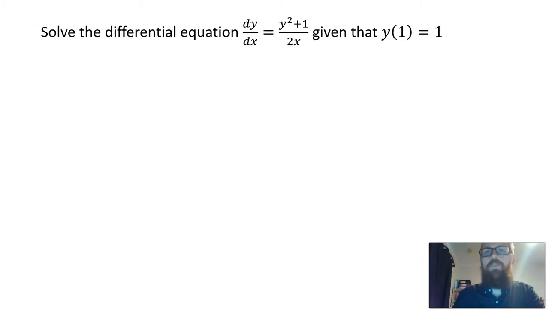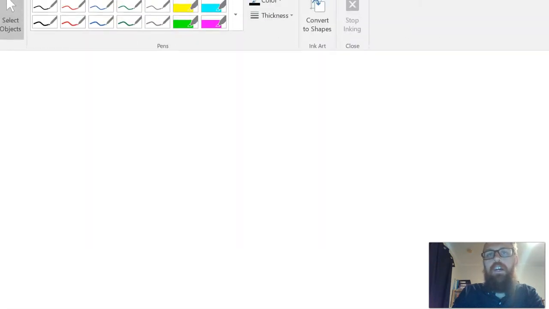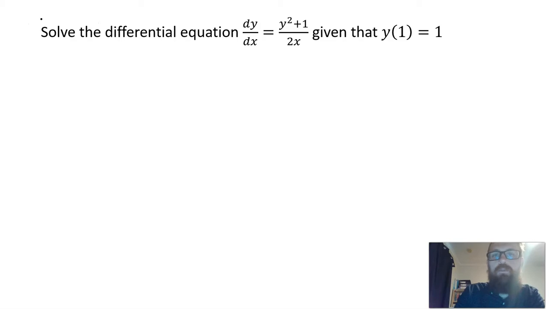So let's have another go. We've got dy by dx equals y squared plus 1 over 2x, and we know that y of 1, so when we sub in 1 for the x, we get 1 as our answer. So again, let's rearrange.